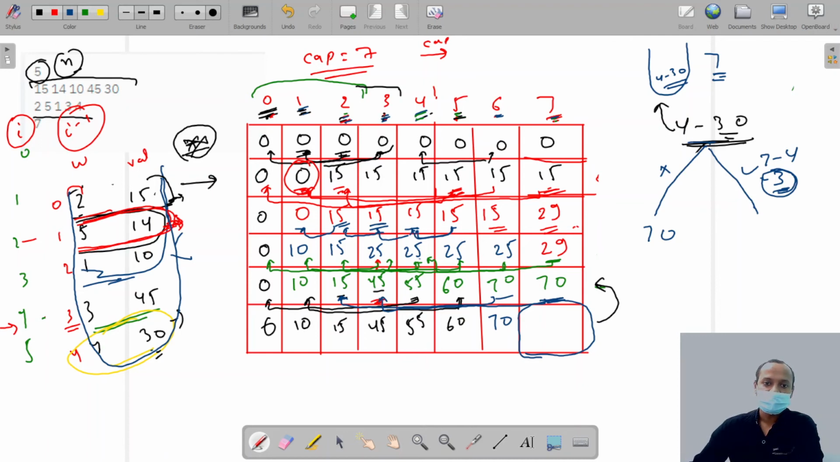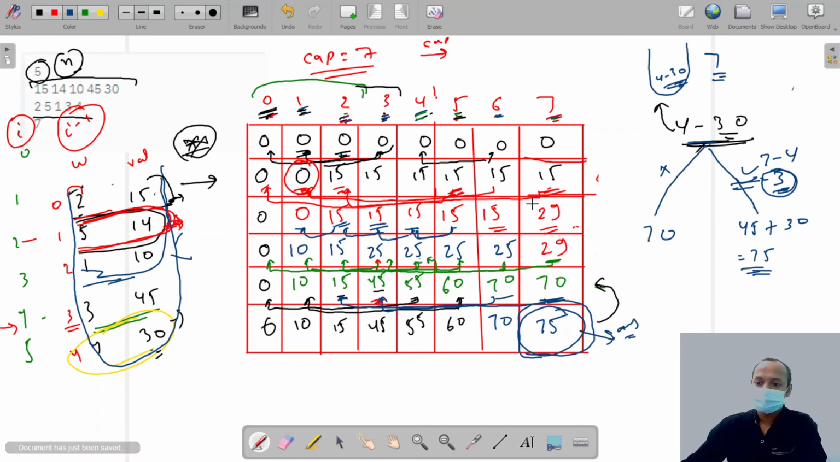3, and we get what? 45. I'm writing here 45 plus the value of this item, that is 30. Total is now 75. So this time we include this item. Okay, and we get the maximum value. So we get what? 75, right? And this is our answer. Okay, so I hope you clear this all.